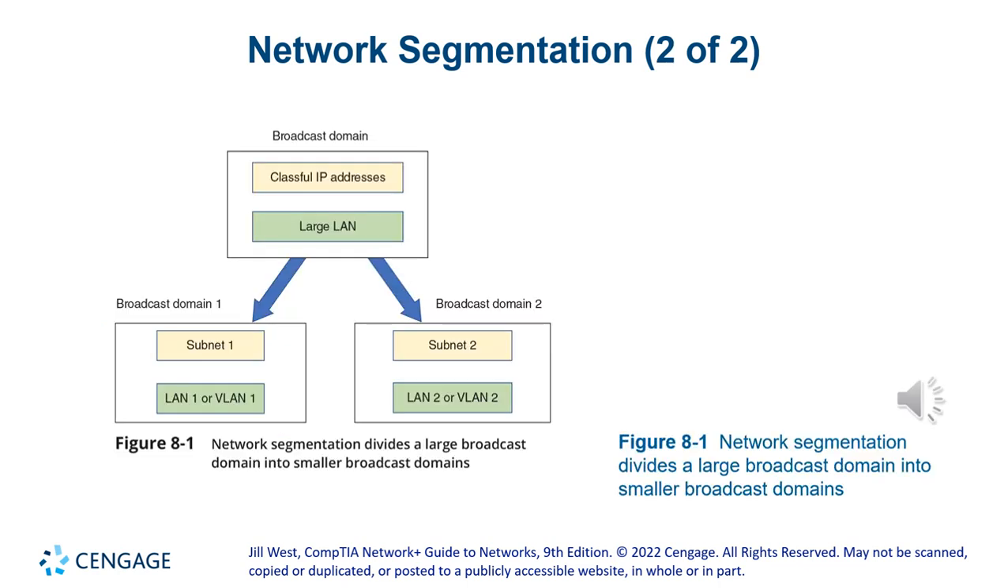So a group of computers working on a LAN, on a local area network, is called a broadcast domain. A broadcast domain is an area where, when you do a broadcast, who's going to be listening on that broadcast? Which computers are part of your network? That's called a broadcast domain.